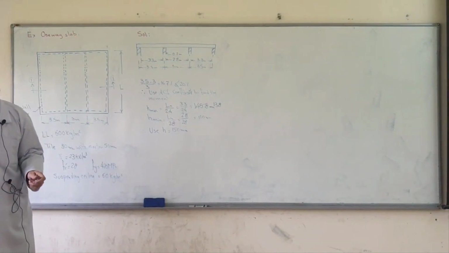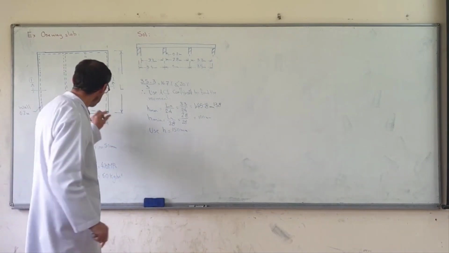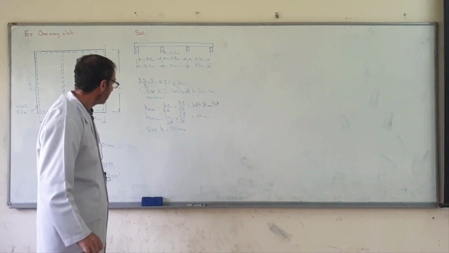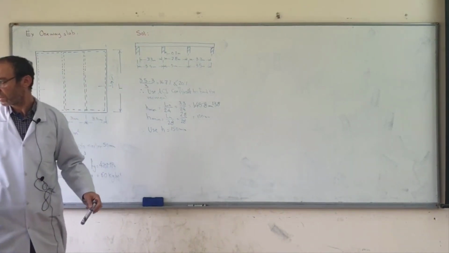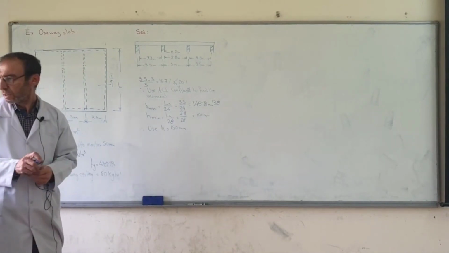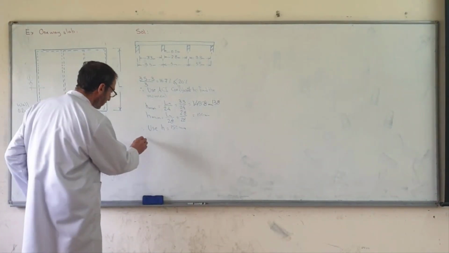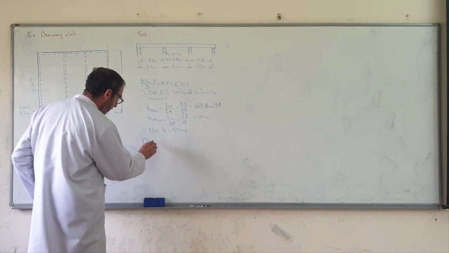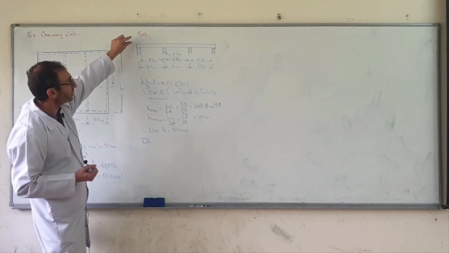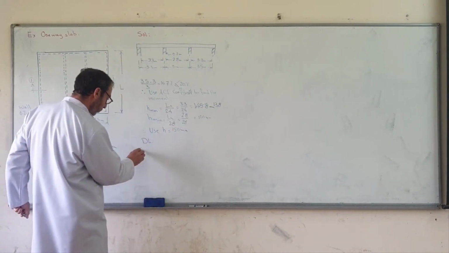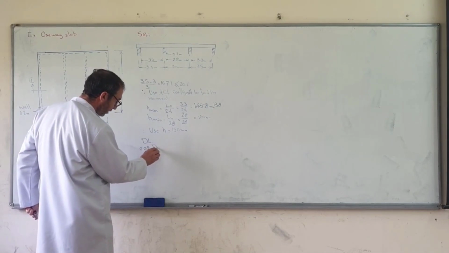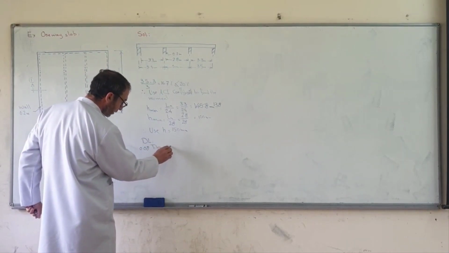So we decide that the thickness of the slab is equal to 150 millimeters. This is the first step we find. The second step, we find the thickness of the slab. Now I go to find dead load. Dead load is constructed from mortars and tiles. We have 0.08 meter from tile and mortars.